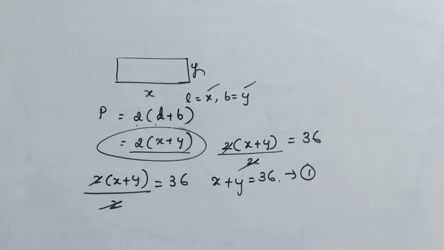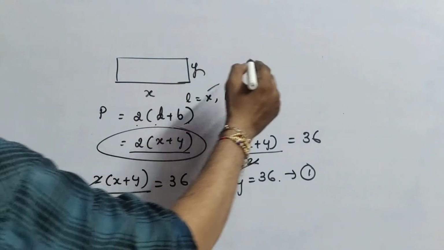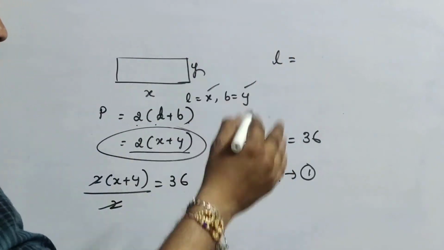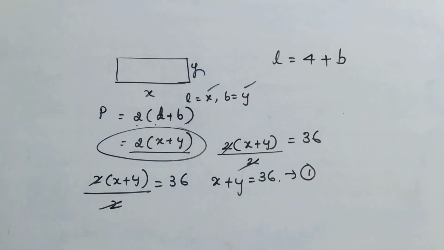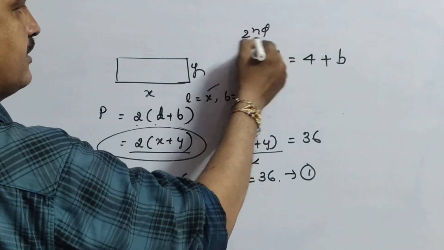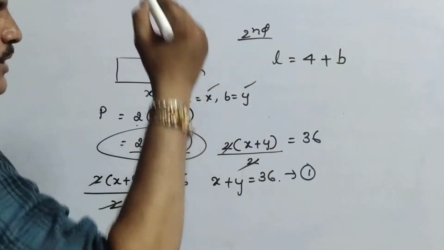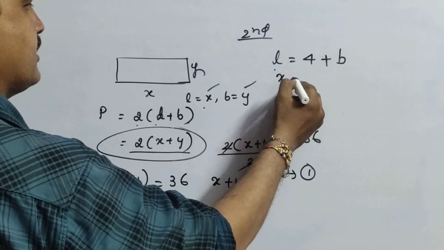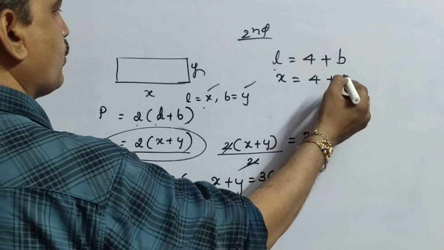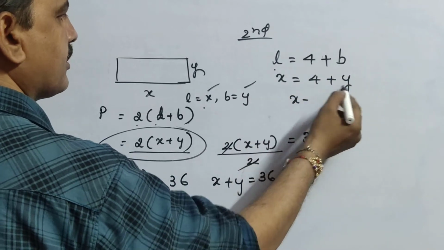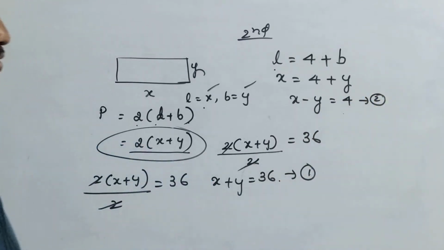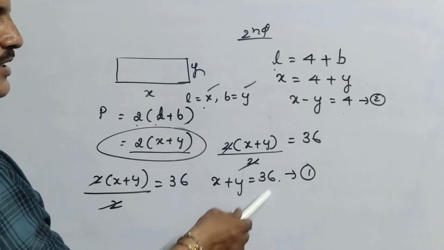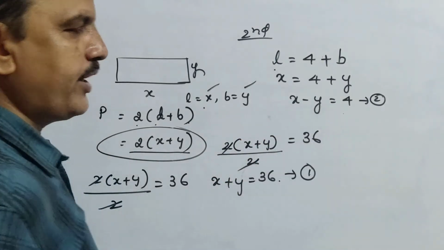Second condition: whose length is 4 more than its breadth. Length is 4 more than its breadth, so x equals 4 plus b, meaning y. Bring y to this side: x minus y equals 4. So you got the two equations. First condition, x plus y equals 36, and the second condition, x minus y equals 4.